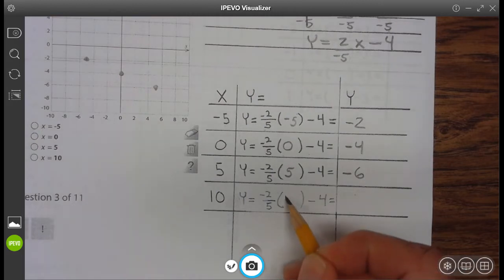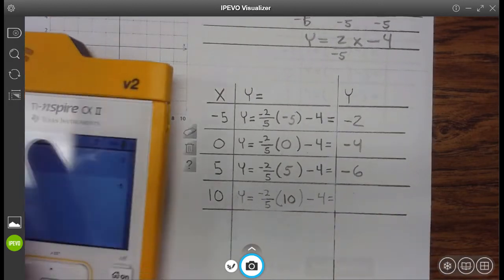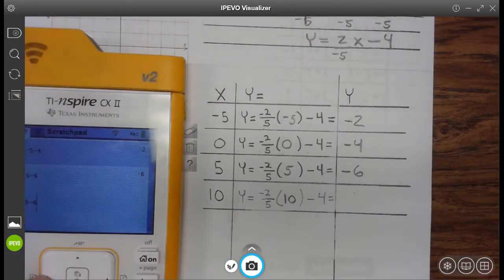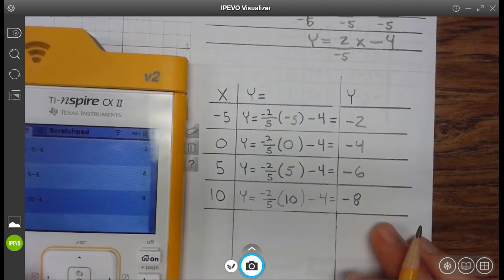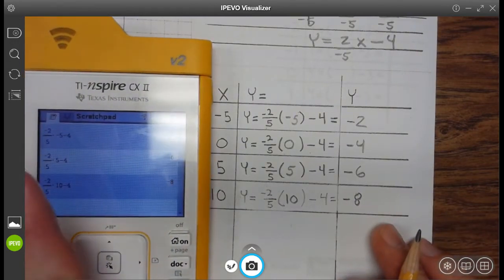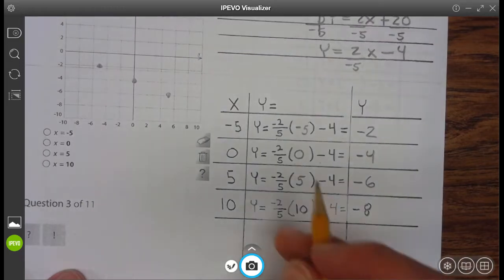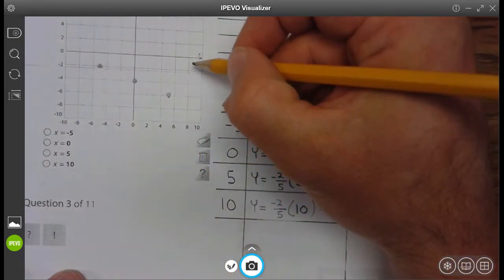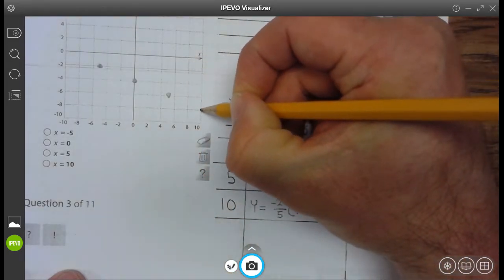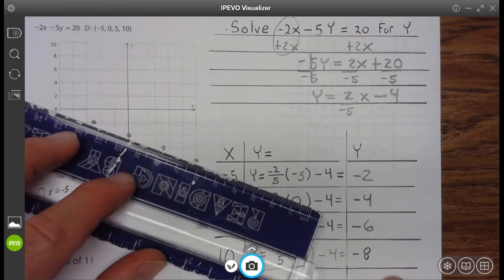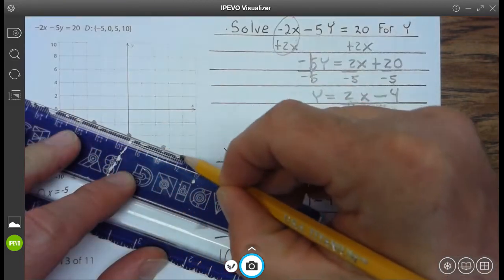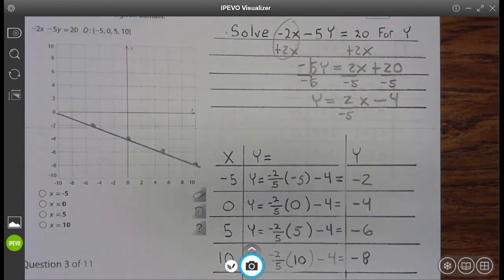All right, and then the last point we plug in 10. And then again, I can highlight, enter, and then I can change the 5 to a 10, and that's negative 8. Okay, so that's 10, negative 8. And then we're going to connect our points. All right, go ahead and finish up example 3.